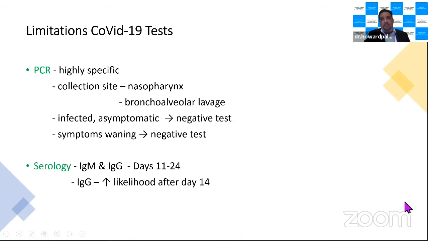As well, those patients who've had infection and the symptoms are now waning and the viral load is decreasing may also come up with a negative test. The IgM test, on the other hand, takes 11 to 24 days before the antibodies appear in the serum. So it's more of a retrospective view of the patient and tells us whether the patient has had an active infection in previous times, whereas a PCR test is a point-of-time test. Next slide.